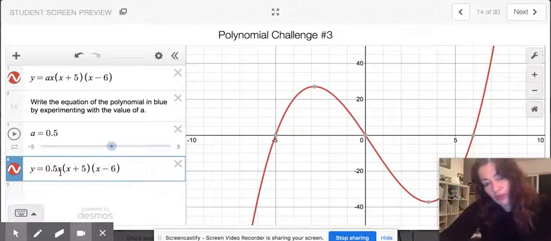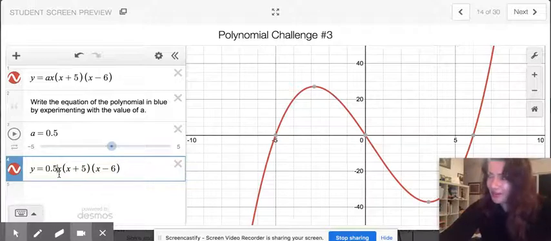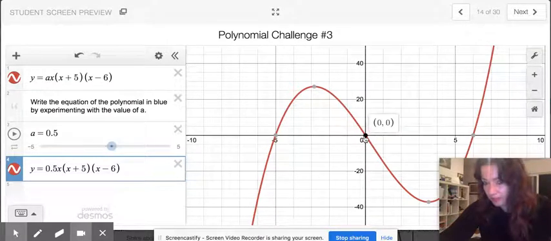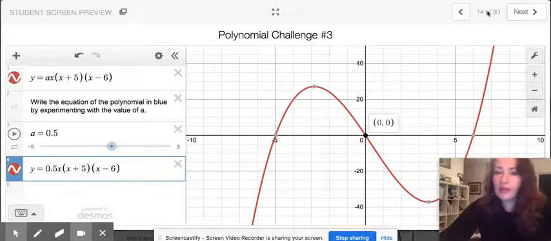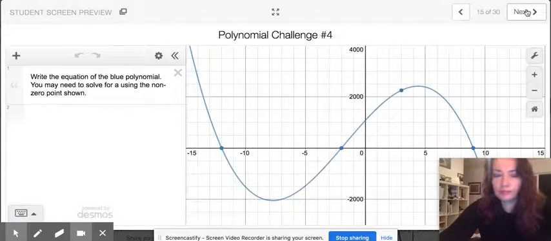Now, if you notice, the x factor, I just realized, is there a TV show like that, X Factor? All right, well, the x on its own is also a factor, and what would make this whole equation 0 is if this x was equal to 0, and it is right here. Okay, slide number 16, it says write the equation of the blue polynomial. You may need to solve for a using the non-zero point. All right, I think I'm going to stop here and create a new video.